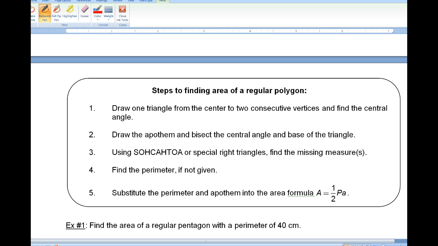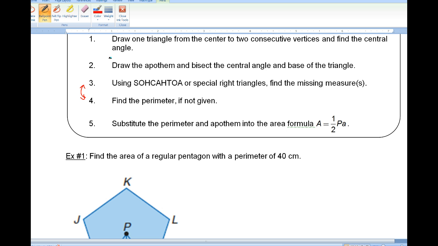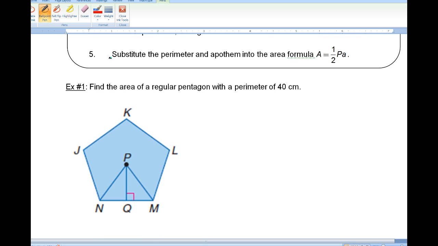Okay, on the next page, I tried to write out some steps. Just so you know, sometimes the steps are kind of interchangeable, so like 3 and 4 can be drawn differently. Okay, so the first step is actually done for you in example 1. It says draw one triangle from the center to 2 consecutive vertices and find the central angle. Now let's look at example 1. We'll read the steps as we do this problem together.